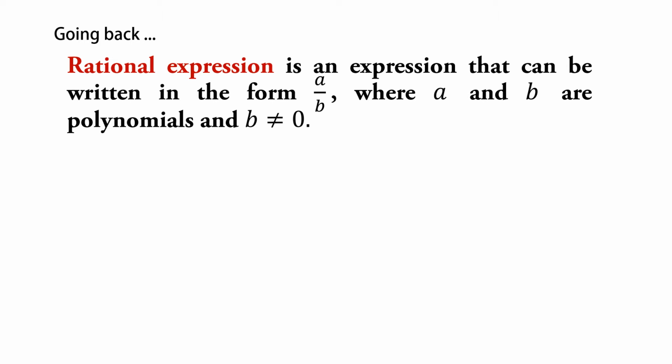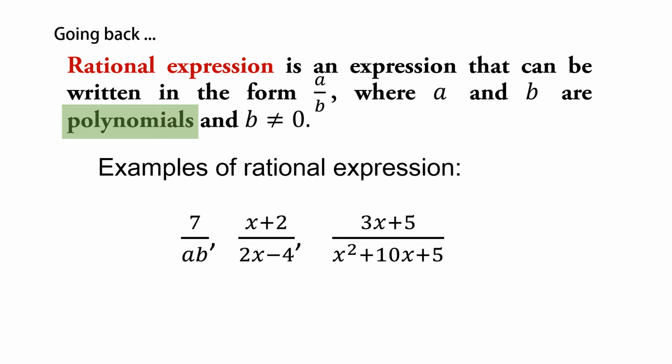Going back, since we already know what polynomials are, let's study the following examples of rational expression. So we have here three examples. The first one is 7 over AB. 7, the numerator, is a constant, and that is one term, and that is a monomial. The denominator AB is also a monomial. Therefore, 7 over AB is a rational expression.